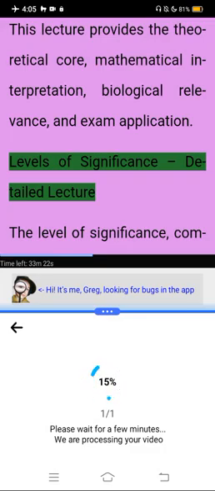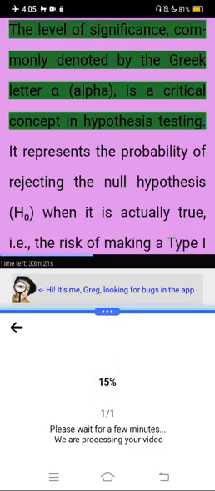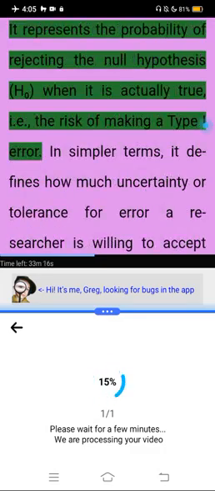Levels of significance. Detailed lecture. The level of significance, commonly denoted by the Greek letter alpha, α, is a critical concept in hypothesis testing. It represents the probability of rejecting the null hypothesis H₀ when it is actually true, i.e., the risk of making a type 1 error.